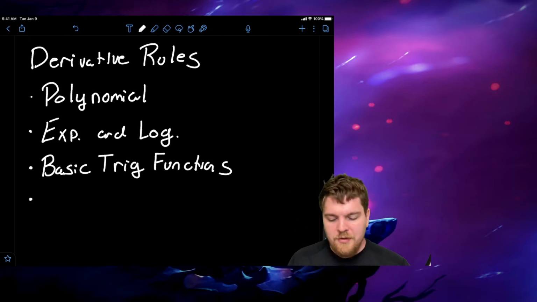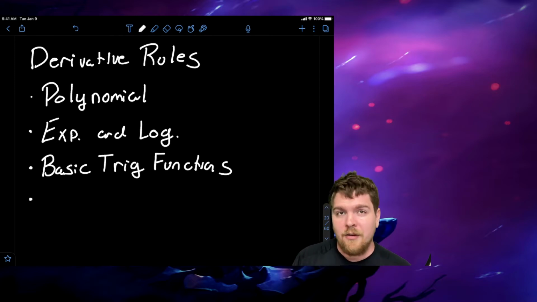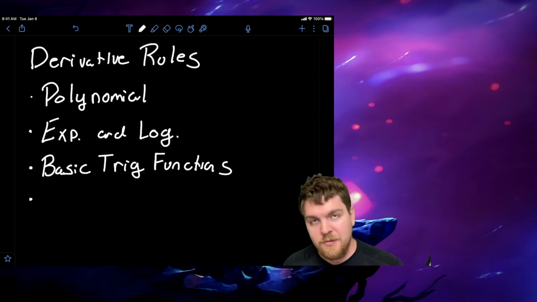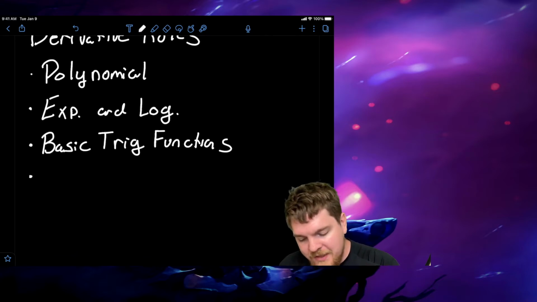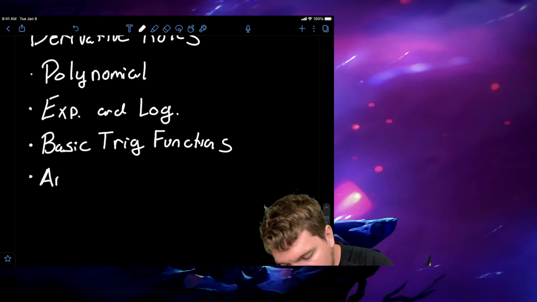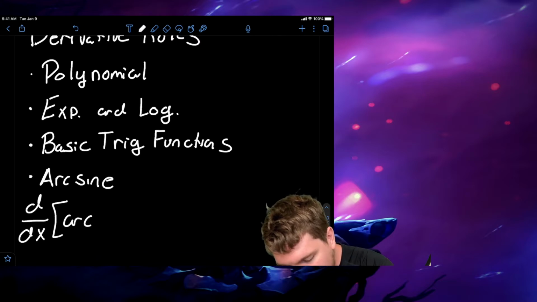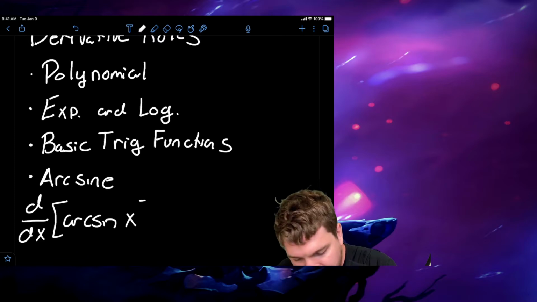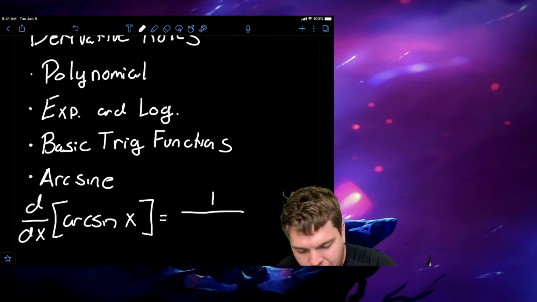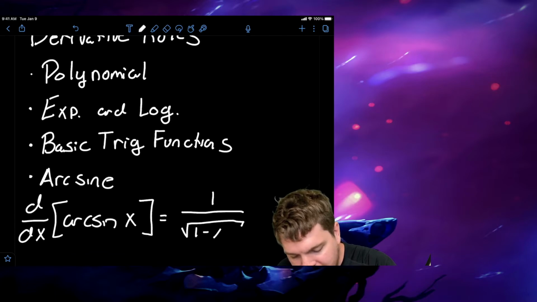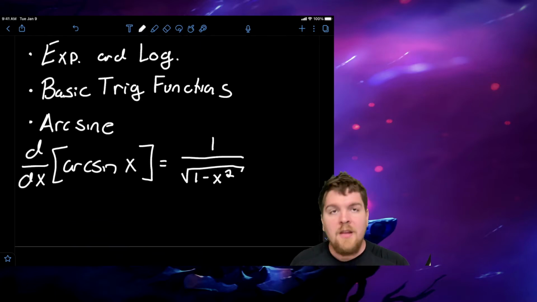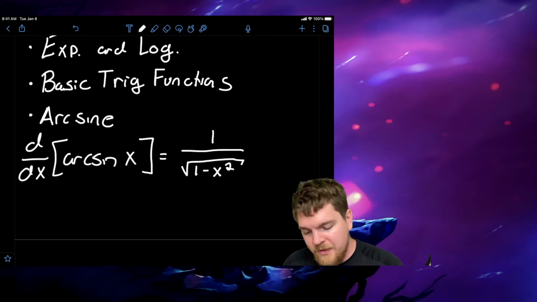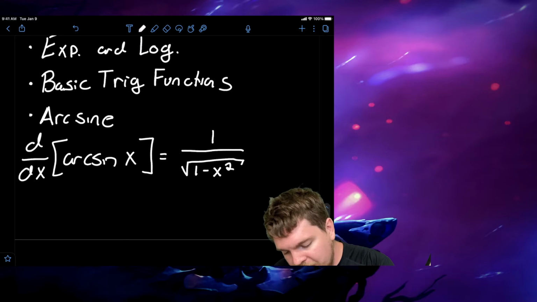The other big ones that I'm going to expect you to know as far as functions are concerned are the derivatives of arcsine and arctangent. Those are the two inverse trig functions that we use quite a bit throughout the semester. So let me state those. The derivative of arcsine of x is going to be 1 divided by the square root of 1 minus x squared. And the other big function in this inverse trig function category whose derivative I expect you to know is the derivative of arctangent.